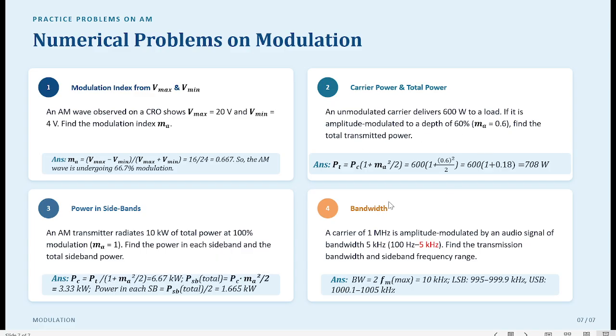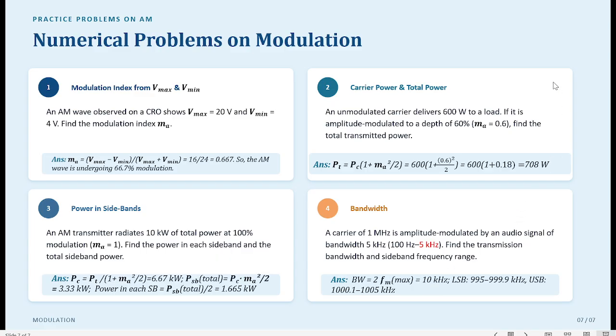Finally, we are calculating the bandwidth in this particular numerical. So here the modulating signal frequency is 100 hertz to 5 kilohertz. So the maximum frequency of the modulating signal is 5 kilohertz. Because of that, the bandwidth will be twice of this frequency. So the bandwidth will be 10 kilohertz.